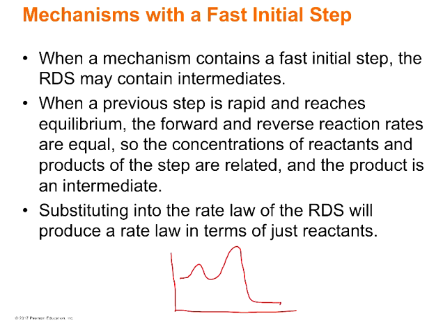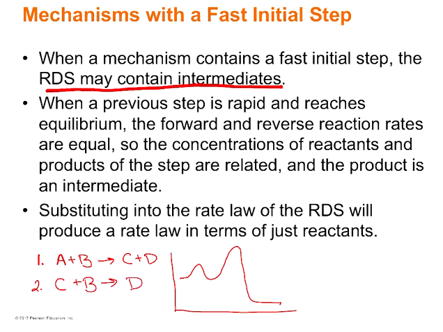Now this is going to cause some problems because in that instance, the rate determining step may contain intermediates. So for instance, let's say step 1 is A plus B, and that's becoming C plus D. And then let's say in step 2, we have C plus B becoming D. So the second step here is our slow step. So that's our rate determining step, which is fine. That does happen. But if we write the rate law for that, that's going to give us K times C times B. And C, you'll notice, is an intermediate.